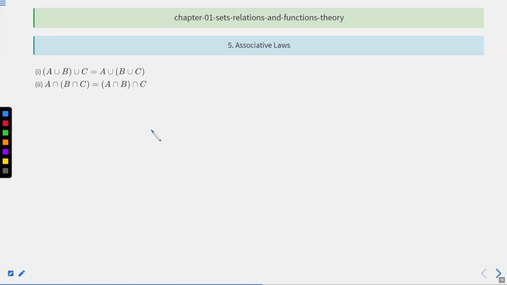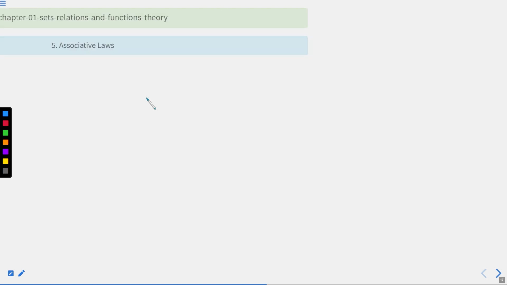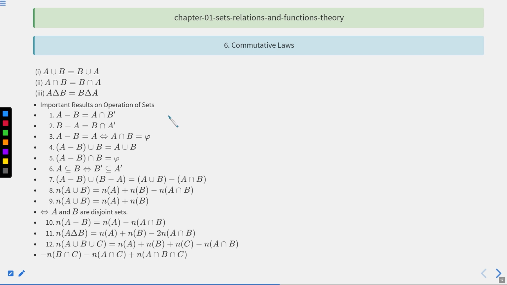Now associative law. Associative law is (A union B) union C can be written as A union (B union C), right? And (A intersection B) intersection C can be written as A intersection (B intersection C). So this is associative law. Now commutative law. These things are commutative law. That is A union B is equal to B union A, right? And A intersection B is equal to B intersection A. Also A symmetric difference B is equal to B symmetric difference A, right? So this is commutative law, right?